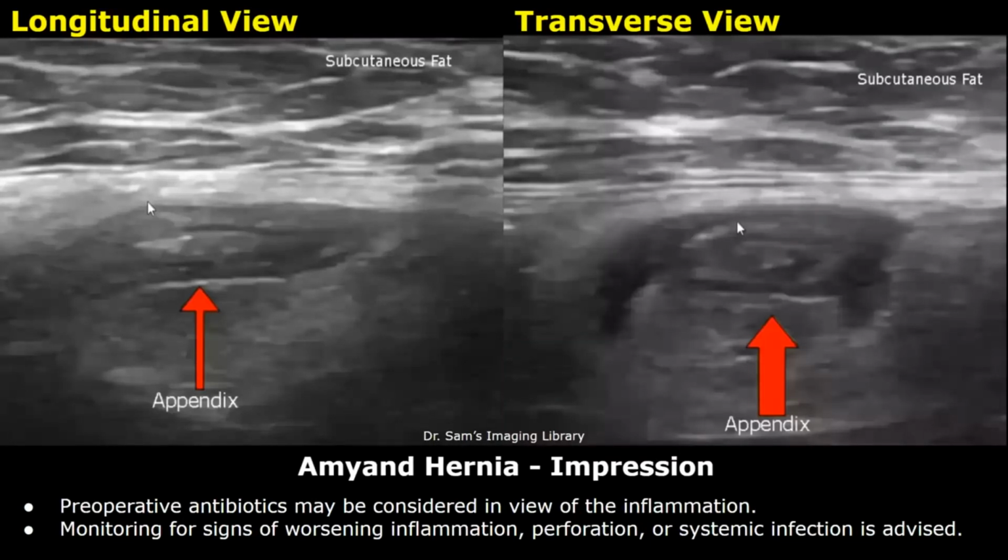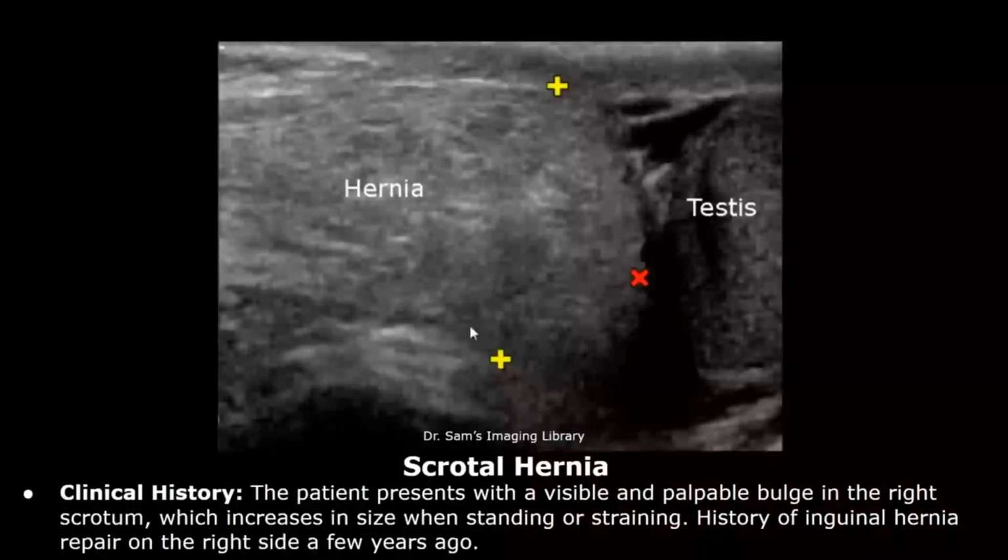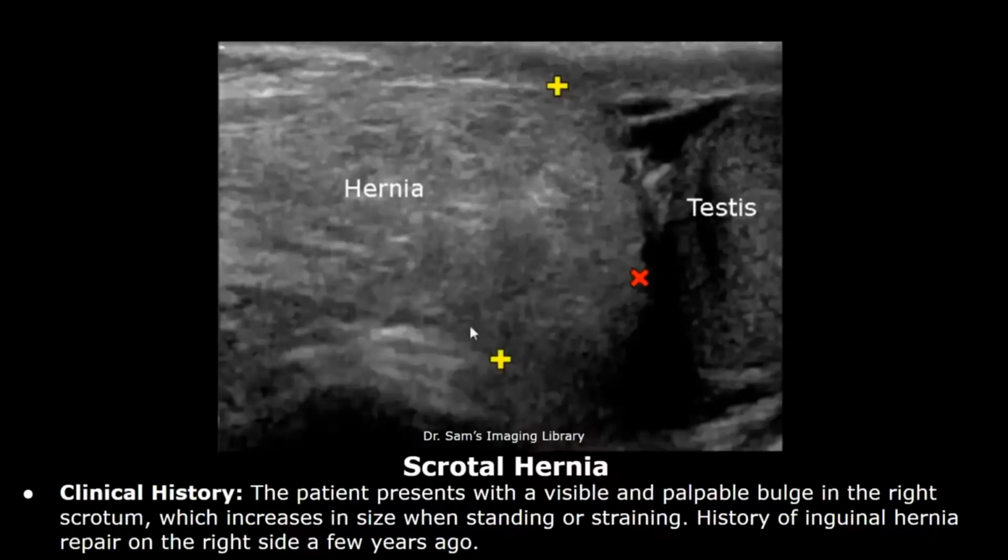Now we have a case of scrotal hernia. Clinical history. The patient presents with a visible and palpable bulge in the right scrotum, which increases in size when standing or straining. History of inguinal hernia repair on the right side a few years ago.